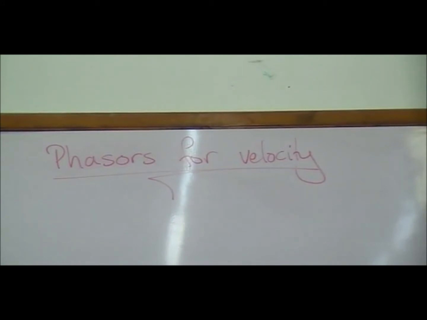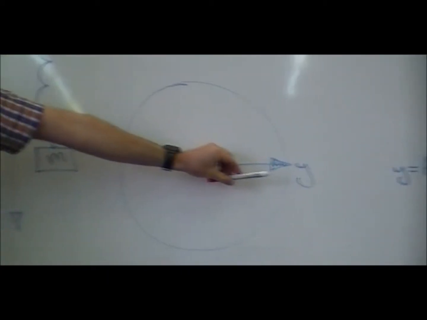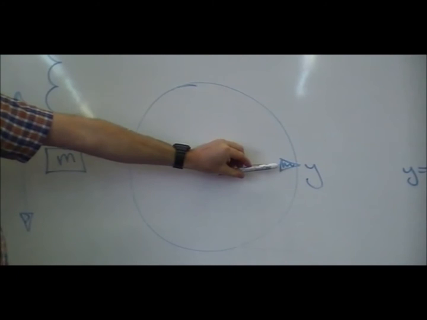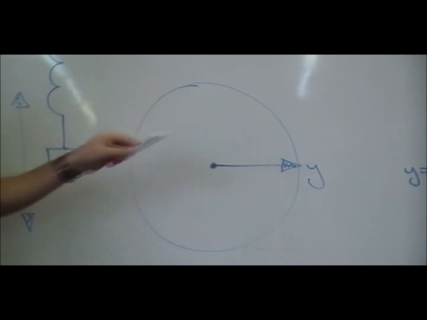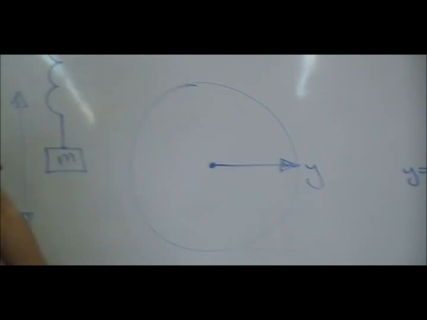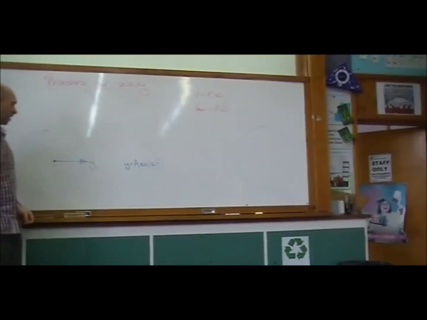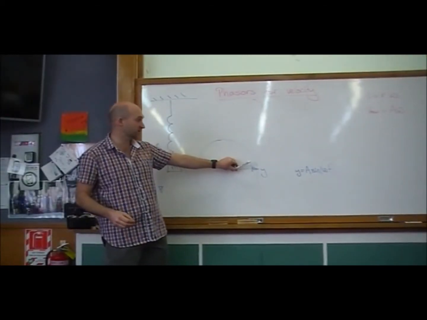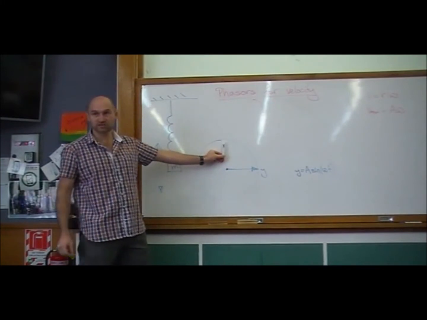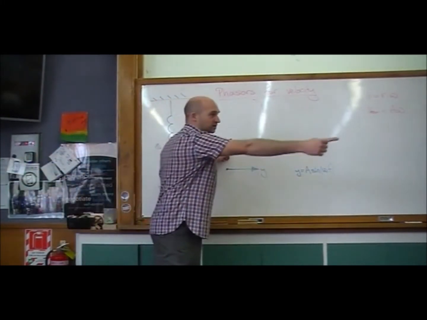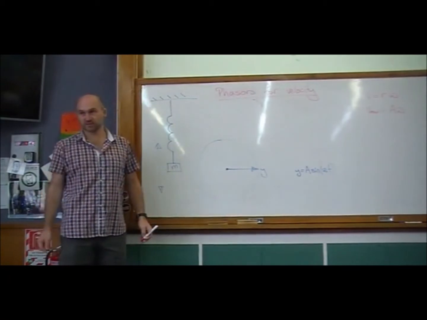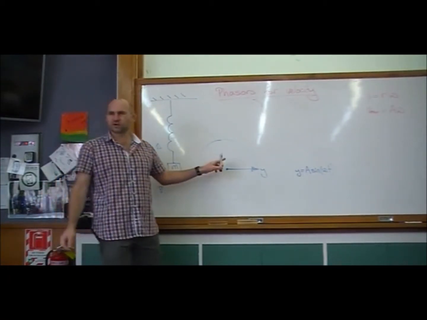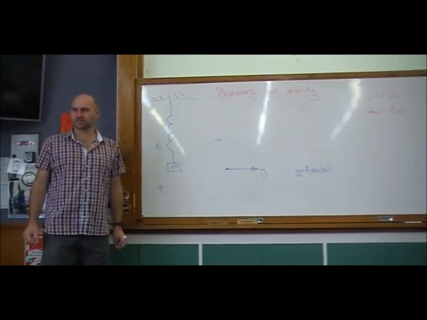Thinking about our velocity at the instant when our mass is at the equilibrium position and it's heading to the right in the positive direction, that phasor is going to rotate around to be positive maximum, so that's going to move across to the right, because right is positive. What's the velocity going to be at that instant? Zilch.